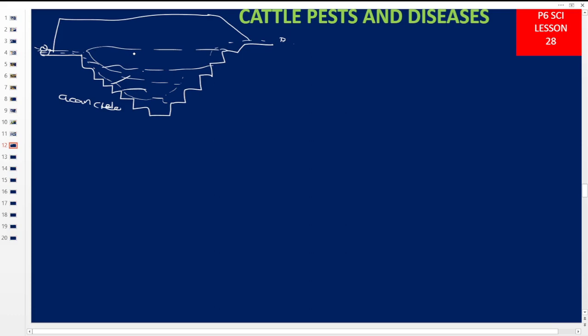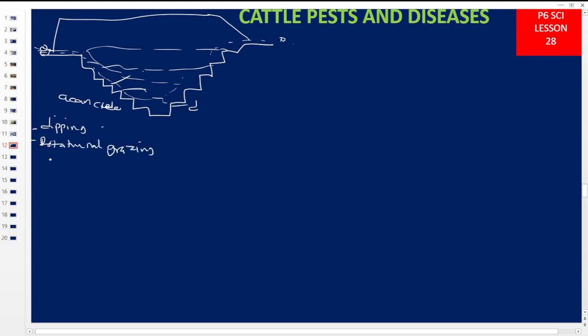So we dip in what we call the dip tank. So this one is called a dip tank. So that is dipping animals in acaricides. Then apart from dipping and spraying using acaricides, what next? We should carry out what we call rotational grazing.